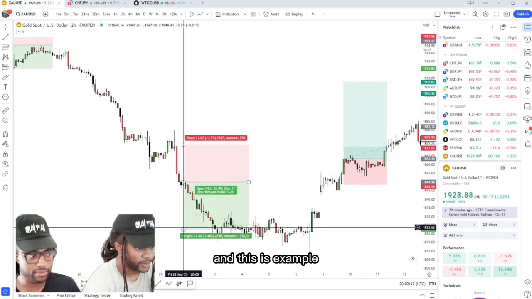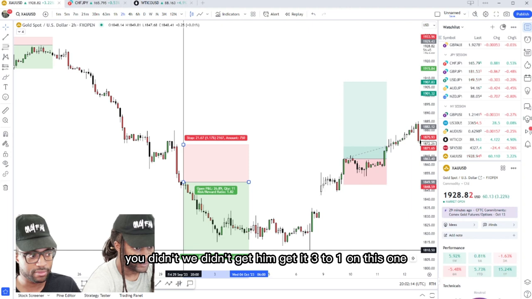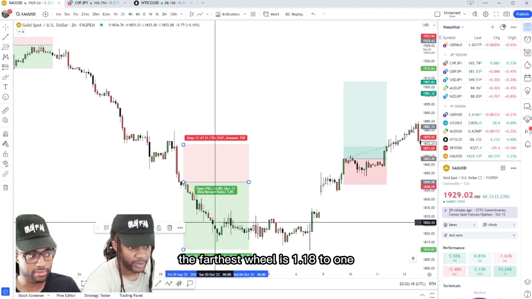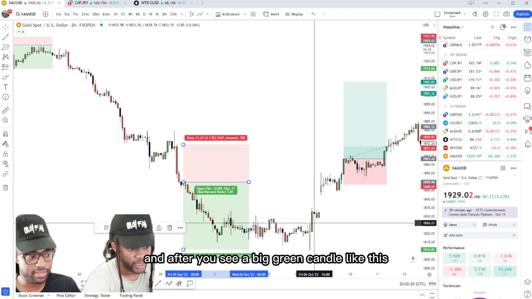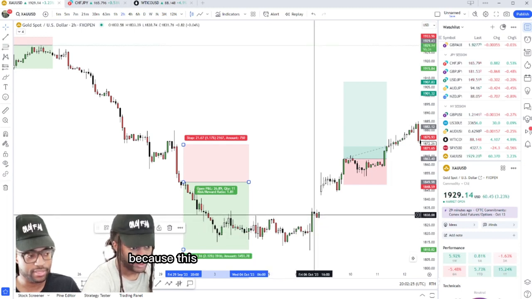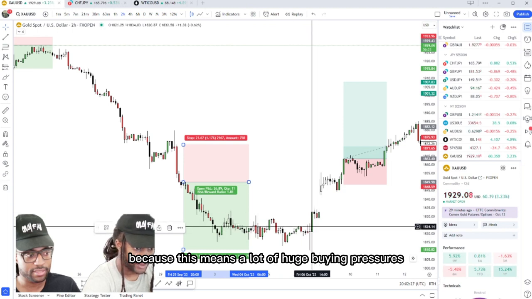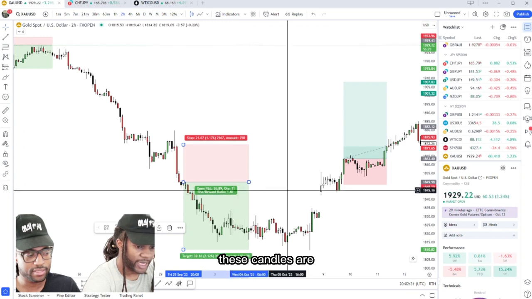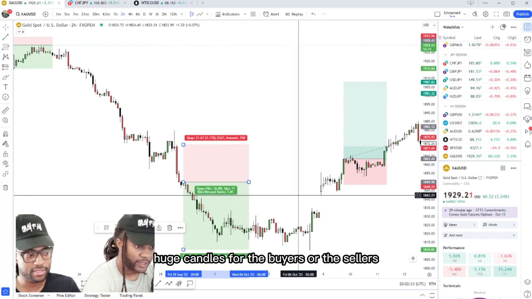In this example, you won't even get it. We didn't get a 3 to 1 on this one actually. On this one, the farthest was 1.18 to 1. And after you see a big green candle like this, you probably should exit, because it means there's a lot of huge buying pressures. The red and green colors of the candle mean that these candles are huge candles for the buyers or the sellers.